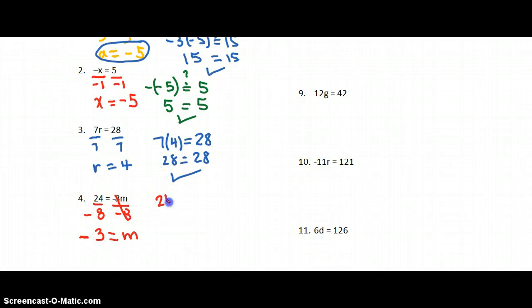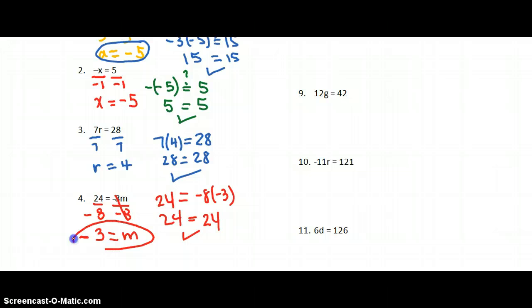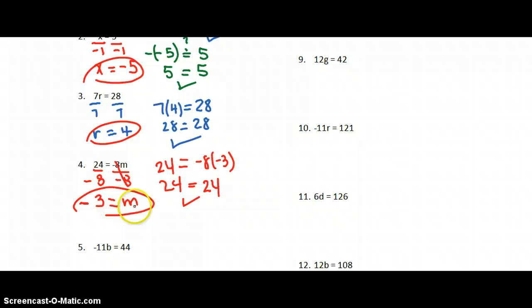So check it over here. 24, does that equal -8 times -3? Negative, negative makes positive. It is going to check out. So I can confidently circle my -3. I forgot to circle my r equals 4 and my x equals -5. And I like to be able to find your answers, so please go back and circle those.